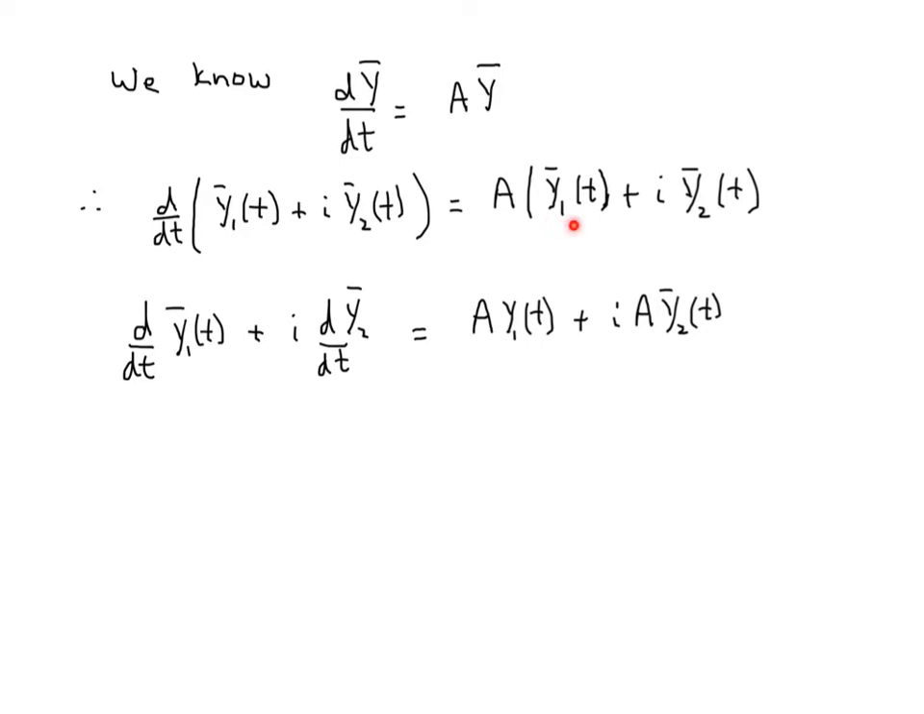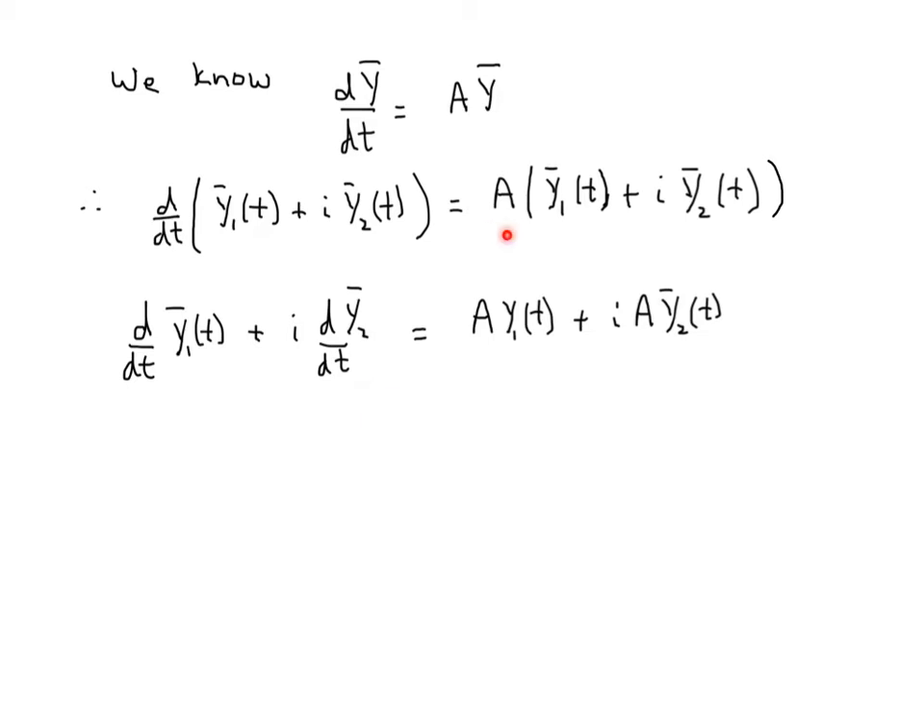And replacing the same expression for y of t here, I'm missing a little parentheses here, I have A times y1 of t plus i y2 of t. The derivative is a linear operator. The derivative of a sum of two expressions is equal to the derivative of the first expression plus a constant times the derivative of the second expression.